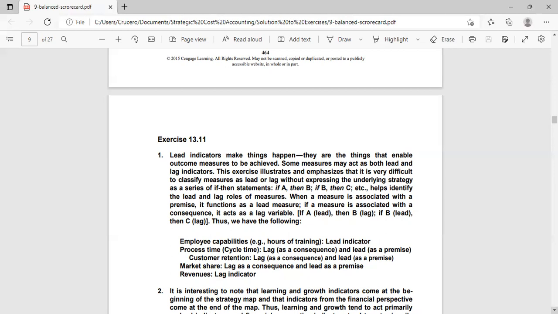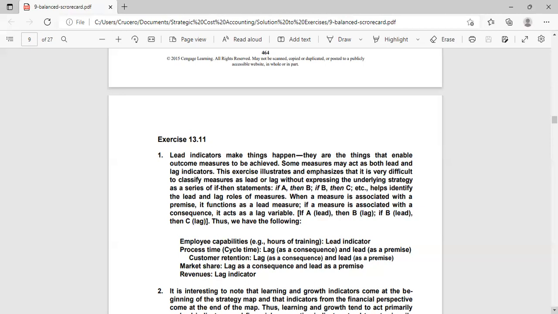A, if employee capabilities increase, then process time decreases. If process time decreases, then customer retention will increase. If customer retention increases, then market share will increase. If market share increases, then revenues will increase. So identify the lead and the lag variables in problem 11.